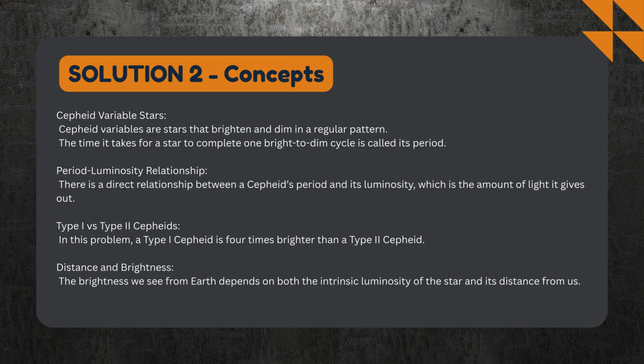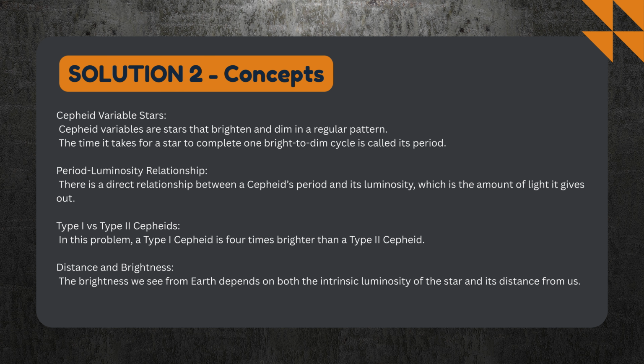Here are a few key concepts to help you solve this question. Cepheid variable stars. Cepheid variables are stars that brighten and dim in a regular pattern. The time it takes for a star to complete one bright to dim cycle is called its period. Period luminosity relationship. There is a direct relationship between a Cepheid's period and its luminosity, which is the amount of light it gives out. Longer period Cepheids are brighter and shorter period Cepheids are dimmer.